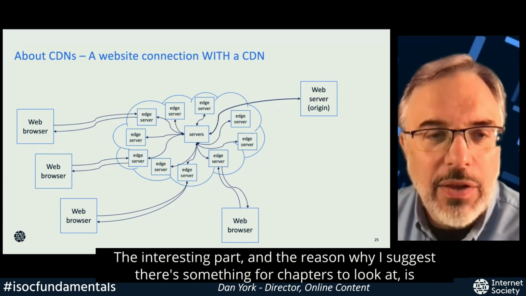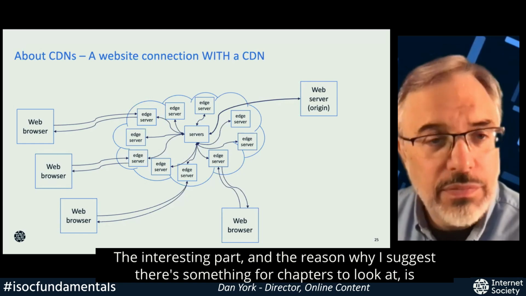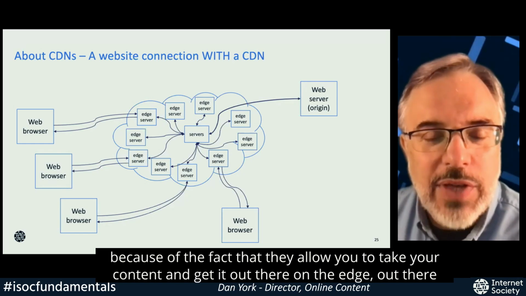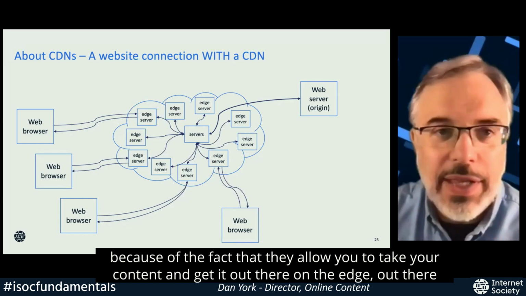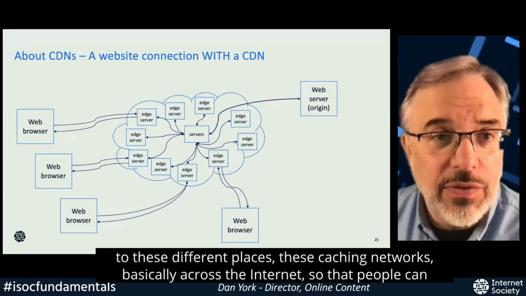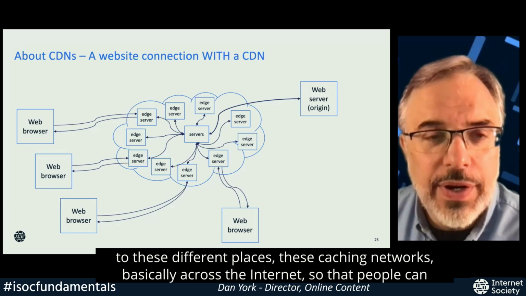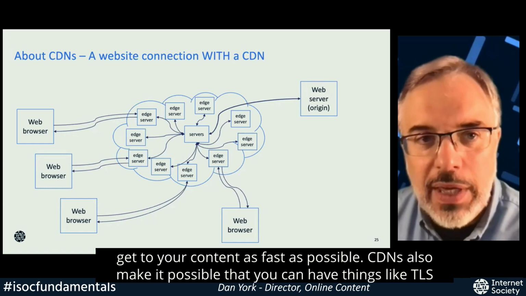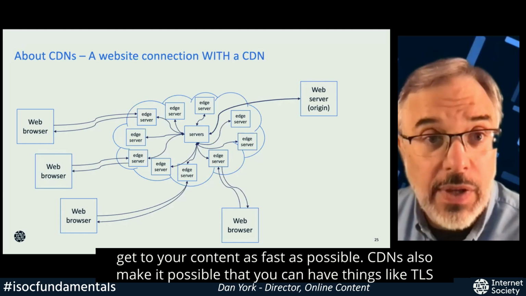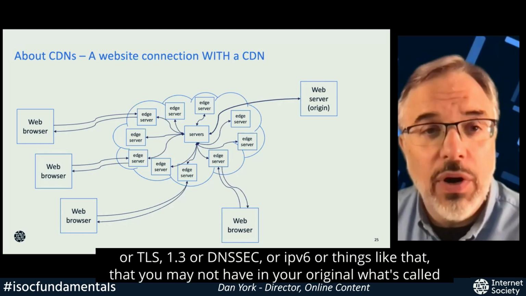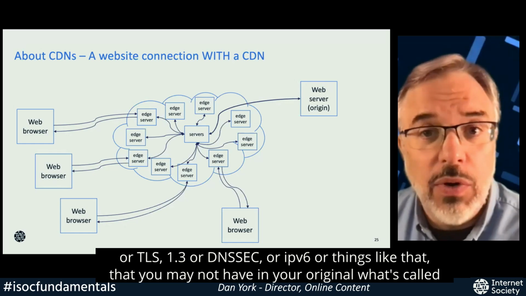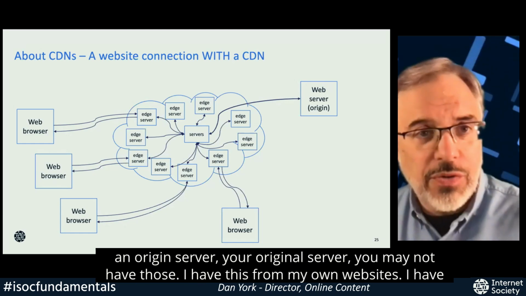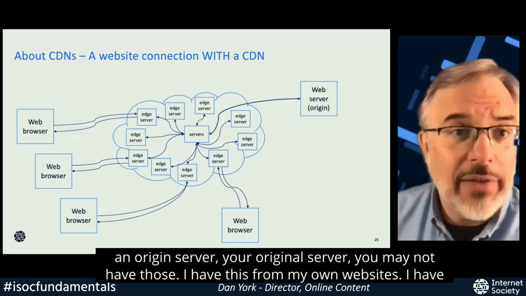The interesting part, and the reason why I suggest there's something for chapters to look at, is that they allow you to take your content and get it out there on the edge, to these different places, these caching networks, basically across the internet, so that people can get to your content as fast as possible. CDNs also make it possible that you can have things like TLS 1.3 or DNSSEC or IPv6 that you may not have on your original server, what's called an origin server. You may not have those.